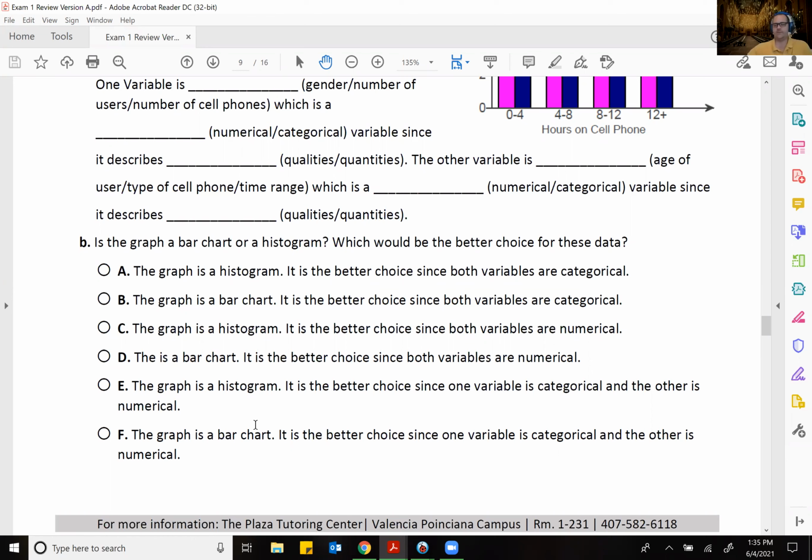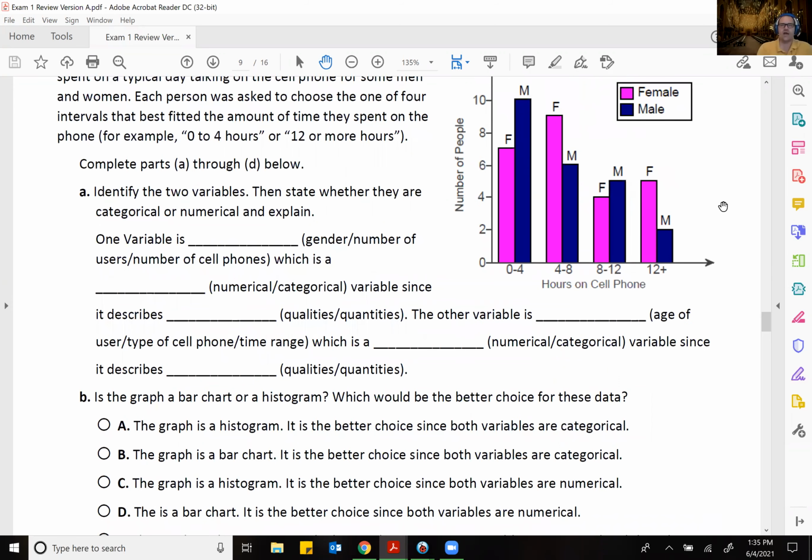Think about what we just said in part A. It would be B, because in part A, you said both variables are categorical. The other answers don't make any sense. My variables are categorical, not numerical. One variable is categorical? No, we said both. So the only answer that makes sense is B. It is a bar chart. It's not a histogram because my bars are not touching.